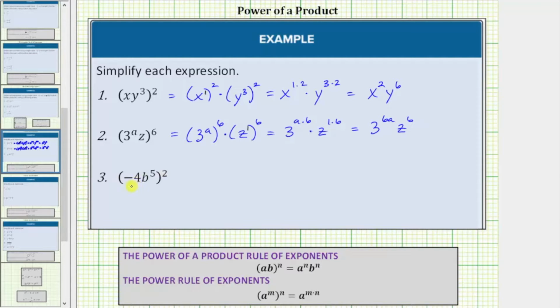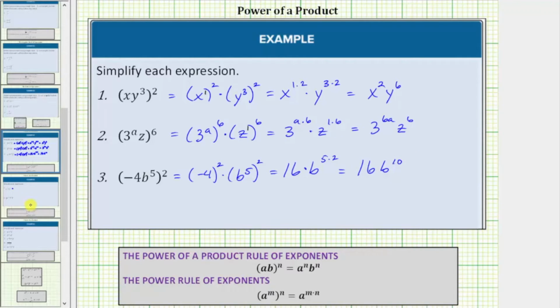Number 3, we have the base of negative 4 times b to the fifth, squared, raised to the second power. Because of the exponent of 2 outside the parentheses, we square both factors of the product inside the parentheses. And therefore, this is equal to negative 4 squared times b to the fifth squared. Simplifying further, the square of negative 4 is equal to 2 factors of negative 4. Negative 4 times negative 4 is equal to positive 16. So we have positive 16 times b raised to the power of 5 times 2. 5 times 2 is equal to 10. The expression simplifies to 16 b to the 10th.